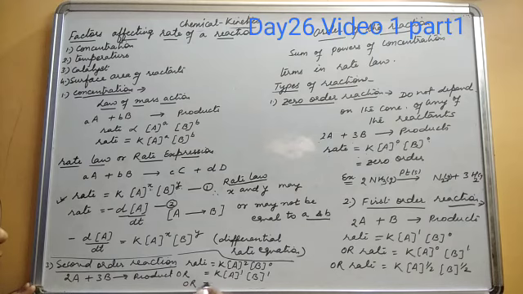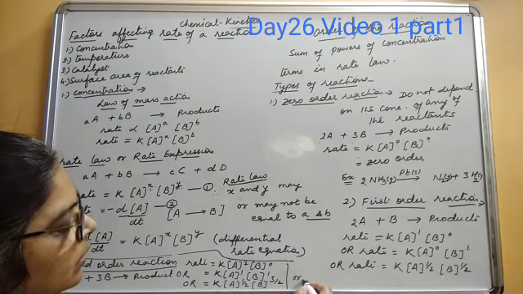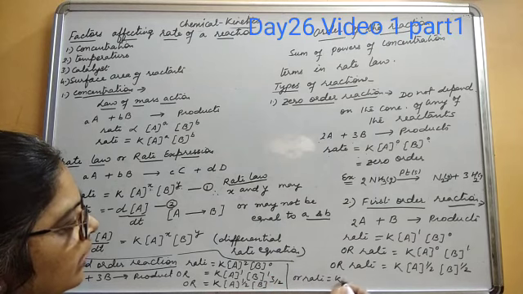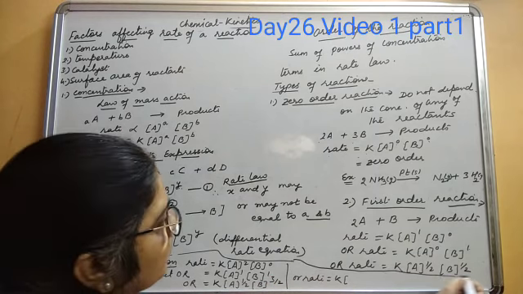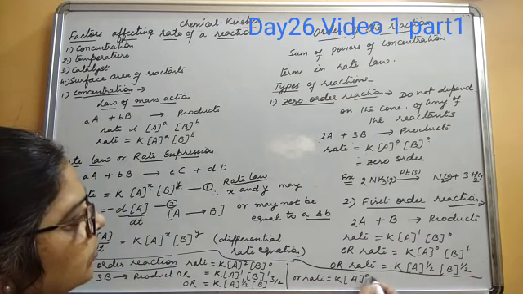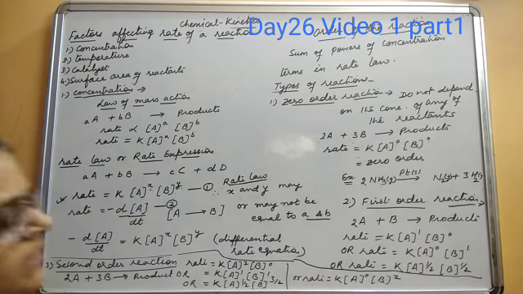Or it may be rate equal to K A to the power 1/2 and B to the power 3/2. Or rate is equal to K A to the power 0 B to the power 2. Any possibility is there, but the sum of the powers of concentration terms in the rate law will be equal to 2. Same applies to third order reactions also, and fractional order reactions also.